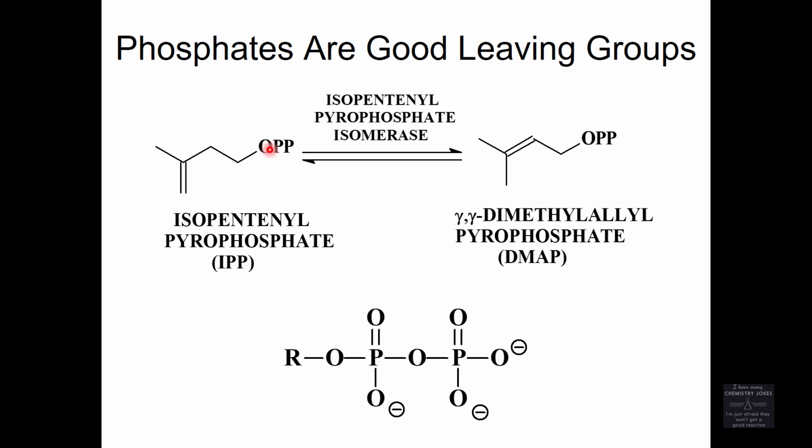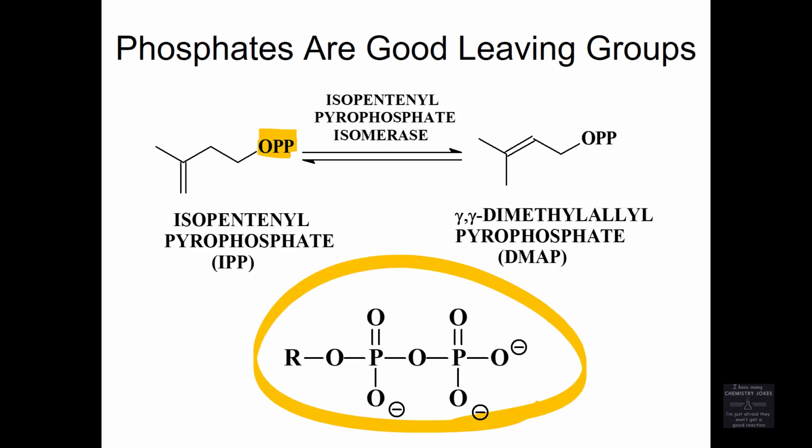This abbreviation, OPP, is this group, pyrophosphate. There's an enzyme in our body that isomerizes these two compounds, IPP and DMAP, into each other. You displace a hydrogen and a pi bond, and that's all that has happened. But that enzyme that isomerizes those two is important.